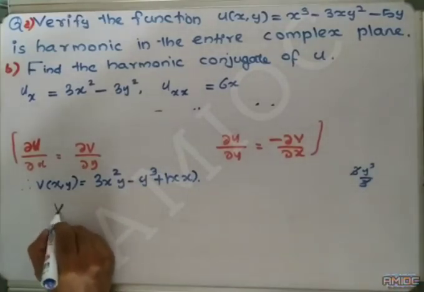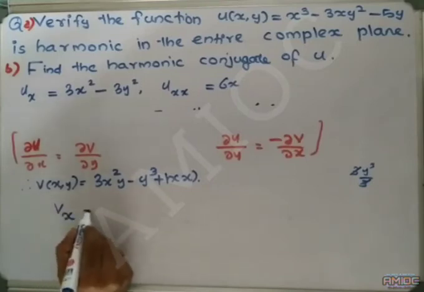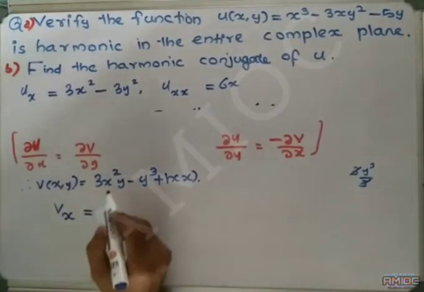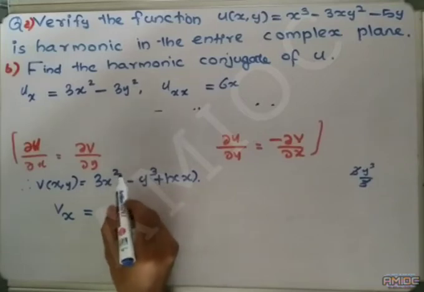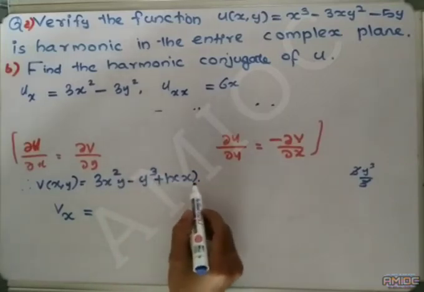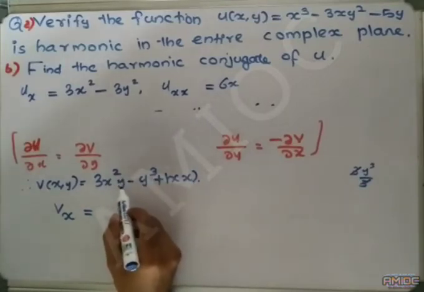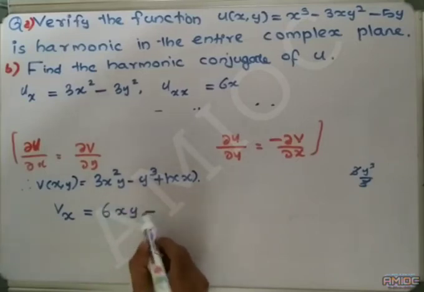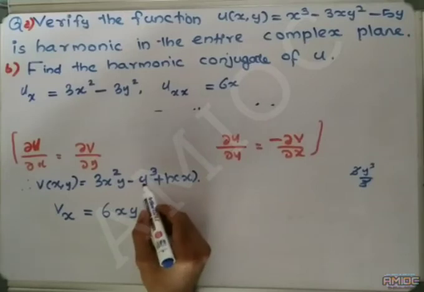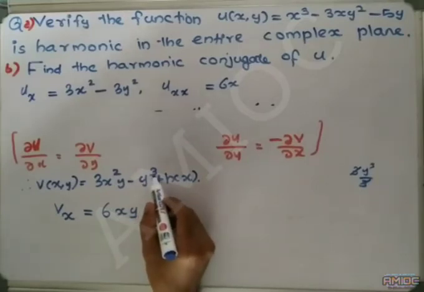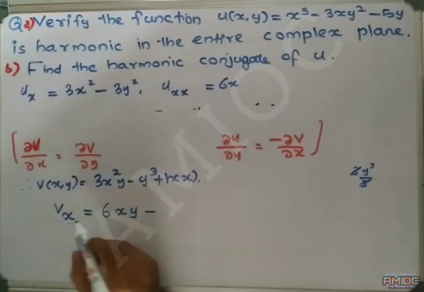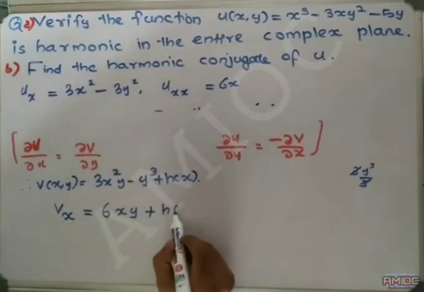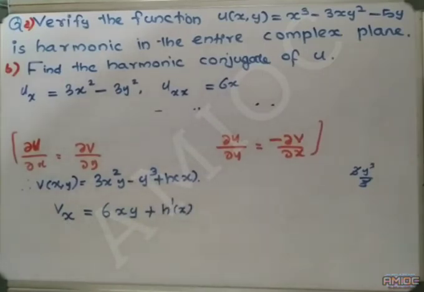When differentiating with respect to x, we will get vx, and vx is given by the derivative of 3x²y minus y³ plus h of x. The derivative of 3x²y is 6xy, minus the derivative of y³ is 0, since we are differentiating with respect to x, and the derivative of h is h dash of x.